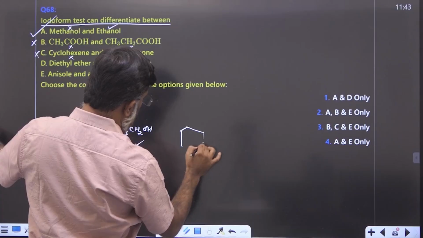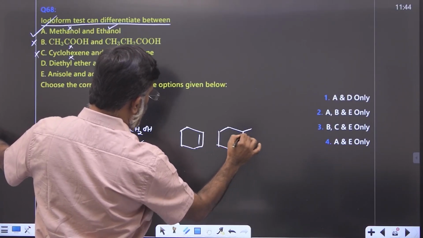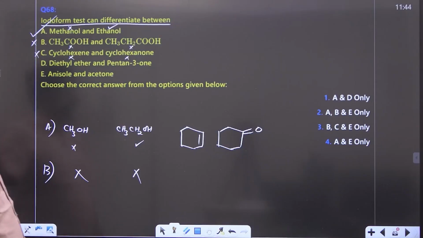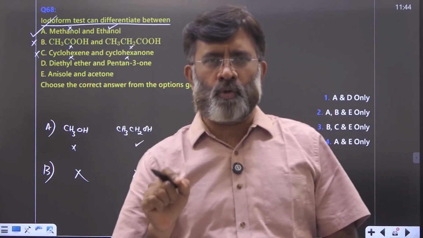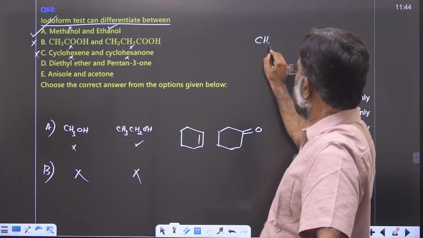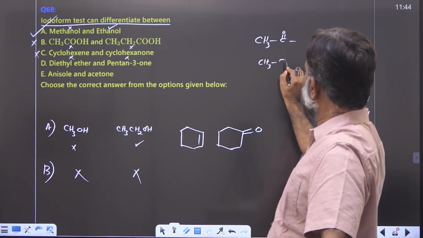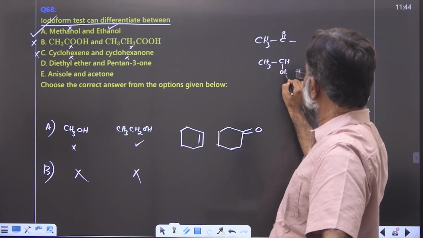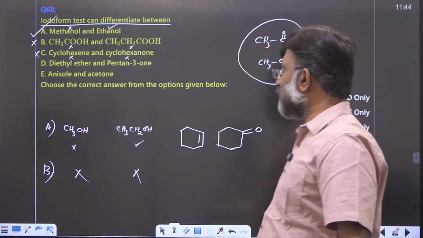Cyclohexene, cyclohexanone. Both will not respond to iodoform test because they are unfit for performing the iodoform test. To perform the iodoform test, we need to have a methyl keto group or a methyl carbinol group. That can give you iodoform test. Both are absent here.